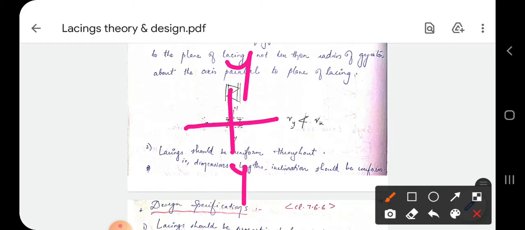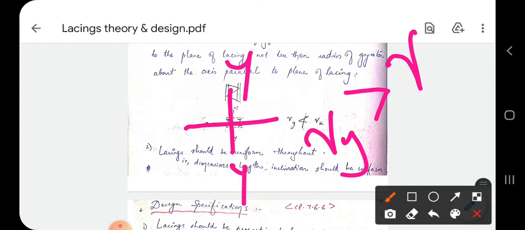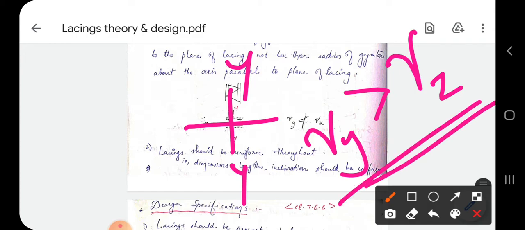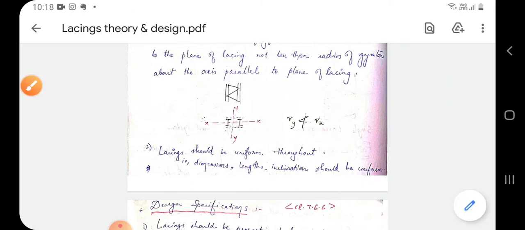And the condition is, in a laced system always ry, that is the radius of gyration perpendicular to the lacing system, will be greater than the radius of gyration about the axis parallel to the lacing system. ry will always be greater than rz.